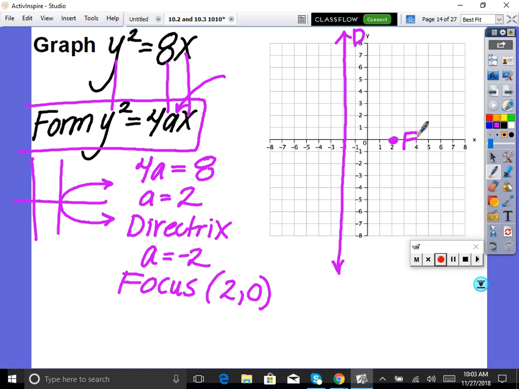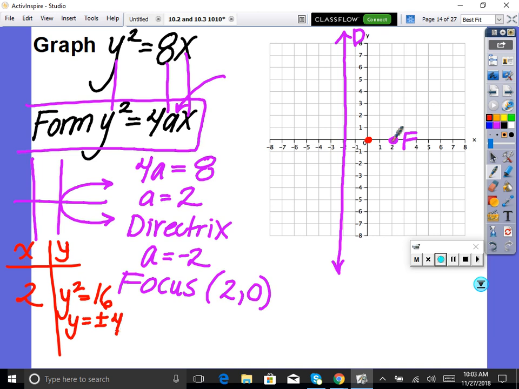So from there, our vertex for this is at 0, 0. And then from there we need some more points. So you'll just make an XY chart here. And then let's plug in 2, which was our focus point. Yeah. So let's plug in a 2. But careful, we are plugging it in for x. Input, output. So if I plug in 2, then this is my true statement: y squared equals 16. So y is equal to plus and minus 4. So now we're going over 2, up 4. Over 2, down 4. And that's enough points to actually graph it.